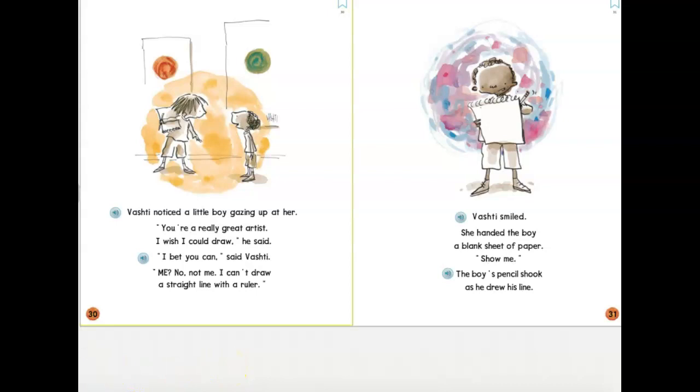Vashti noticed a little boy gazing up at her. "You're a really great artist. I wish I could draw," he said. "I bet you can," said Vashti. "Me? No, not me. I can't draw a straight line with a ruler."